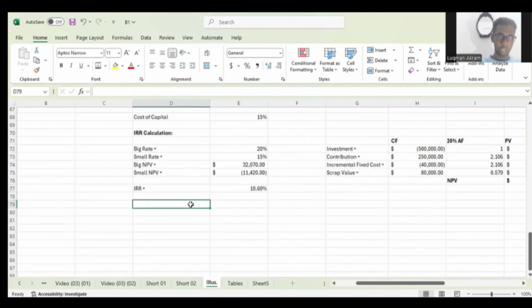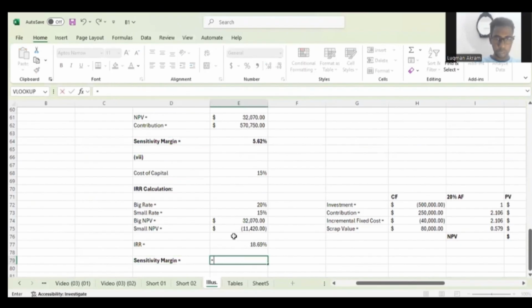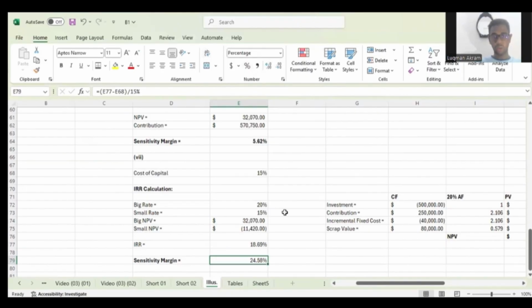Now to calculate the change, which is the sensitivity margin, this time we will not apply the traditional formula. We put a bit of a change in it. So the change would be the difference. We are going to take the IRR, the rate at which NPV is 0, which is the IRR, 18.69. Look closely at the formula tab. And then I would take the cost of capital, original one, 15%, deduct it, 18.69 minus 15, and then lastly divide it by 15%. This would give a percentage change of 24.58%. So this is the sensitivity of the cost of capital.